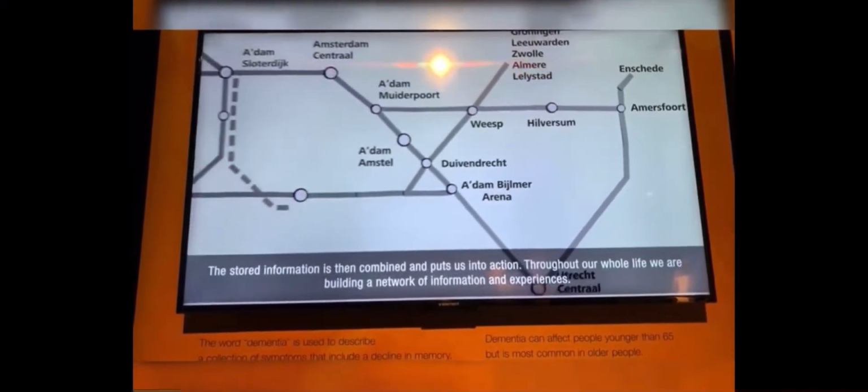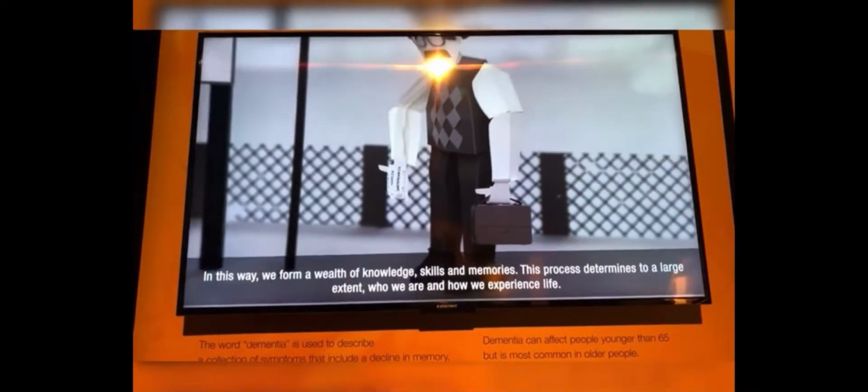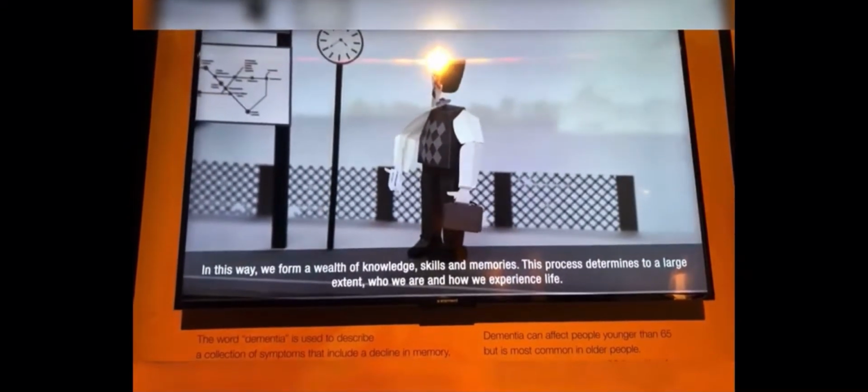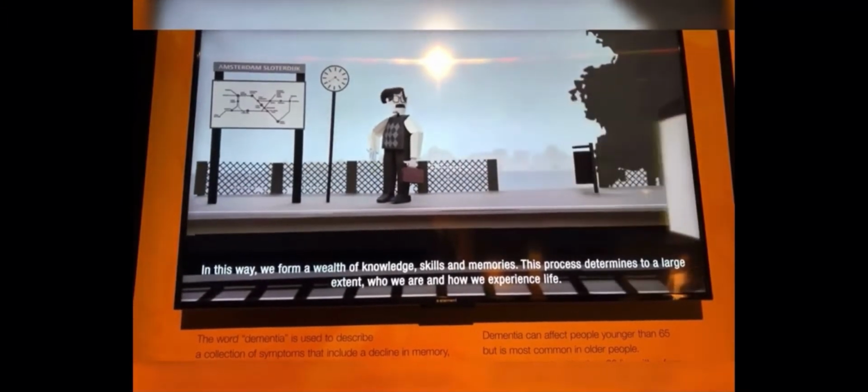Throughout our whole life, we are building a network of information and experiences. In this way, we form a wealth of knowledge, skills, and memories. This process determines to a large extent who we are and how we experience life.